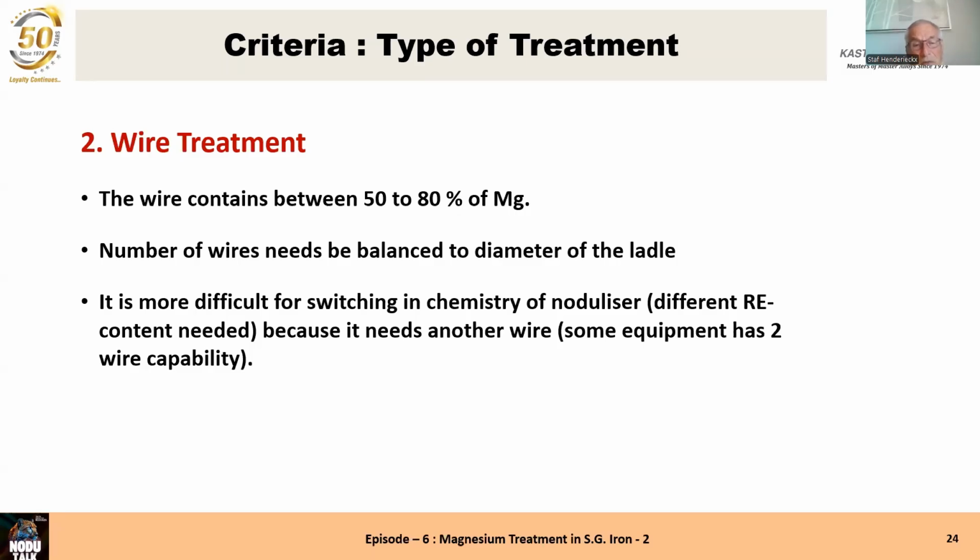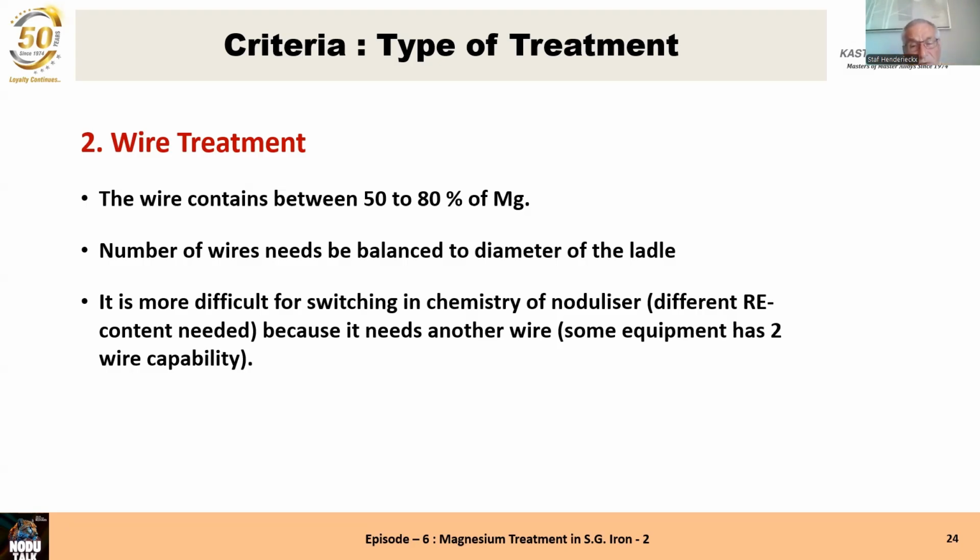important things to be aware of. The number of wires needs to be balanced to the diameter of the ladle. You can imagine that if you have a ladle with an inside diameter of 1 meter, and you put one wire inside in the center of it, it's very difficult to really treat all the metal that is in that ladle. The second thing is that it's difficult to switch the chemistry of the nodulizer, because you need another wire then. So if you have a wire without rare earths, and a wire with rare earths, which one do you need?